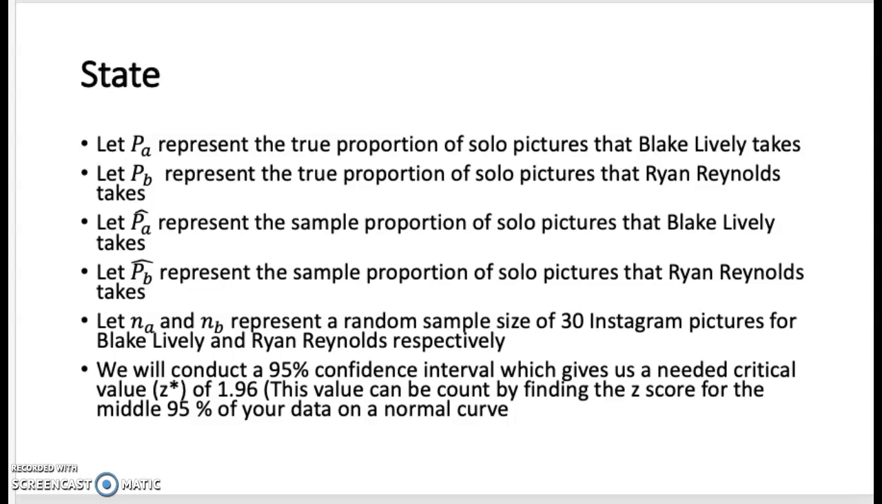I also state what my p hat of A and p hat of B are, which are my sample proportions. For this exercise, I've chosen a sample of 30 Instagram pictures for both, represented by a random sample generated by a calculator. I also state what my n of A and n of B represent, which is the sample size, how many pictures I chose for both celebrities. The goal, again, is to conduct that 95% confidence interval. We're going to be using a critical value of 1.96, and you can find that critical value by finding the z-score for the middle 95% of your data on a normal curve.